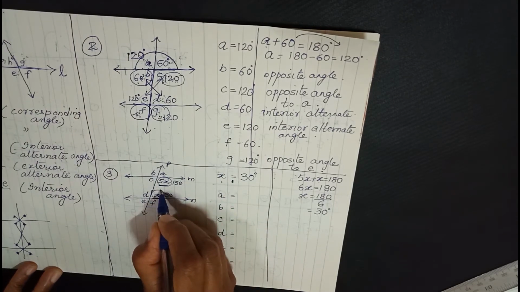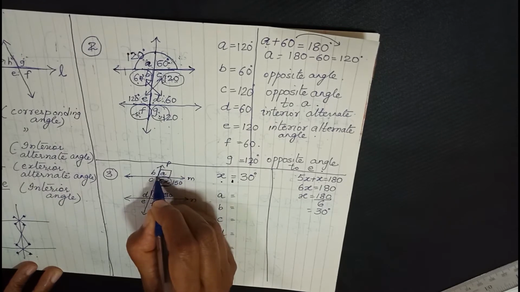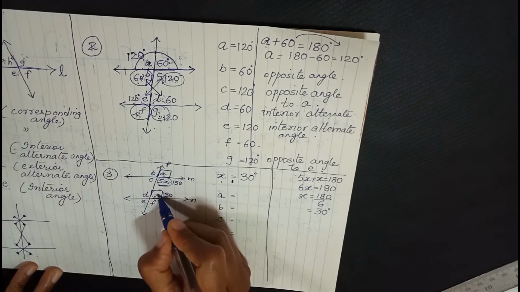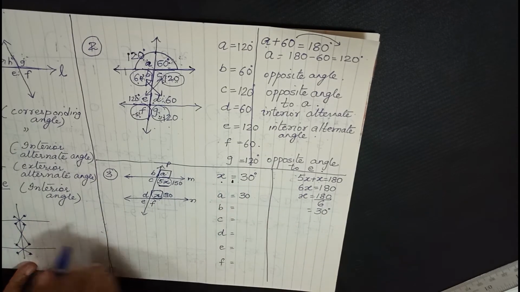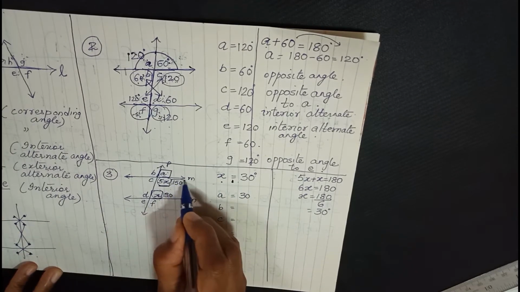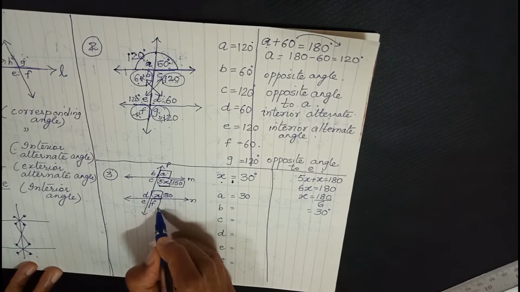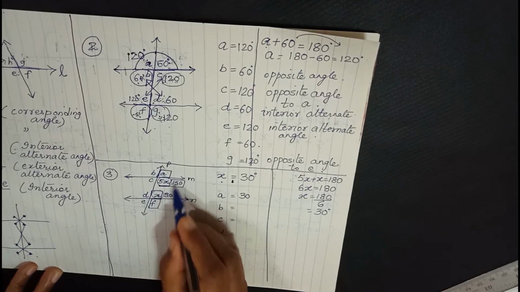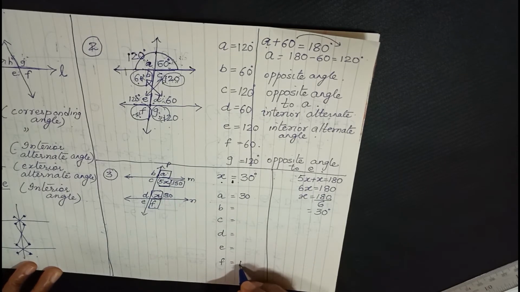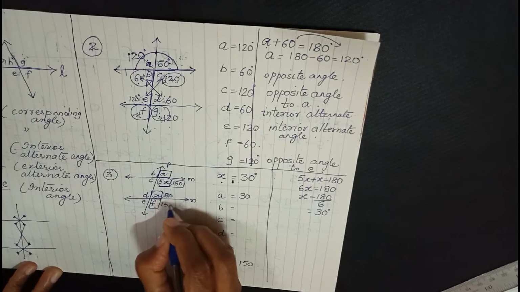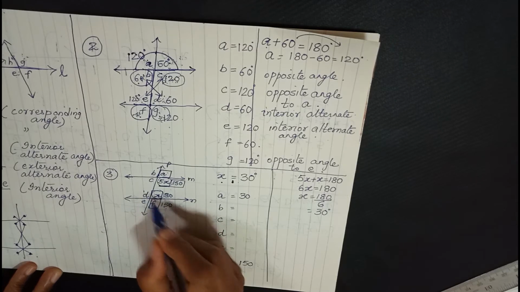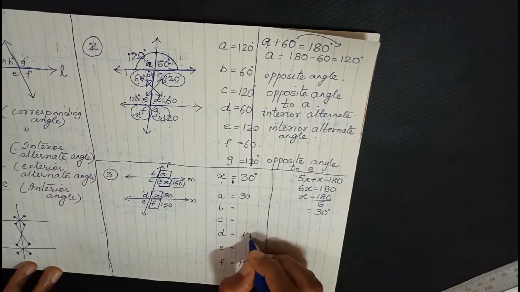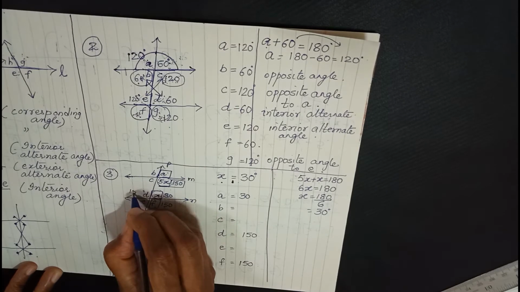Now you can see this x and a, they are corresponding angles. So if x is 30, a is also going to be 30. Fine. Now this angle and f are corresponding angles. So if this angle is 150, f is also going to be 150. Corresponding angles, right? So I got f as 150. Now if f is 150, d is going to be 150 because they are vertically opposite angles. So I got d also 150.